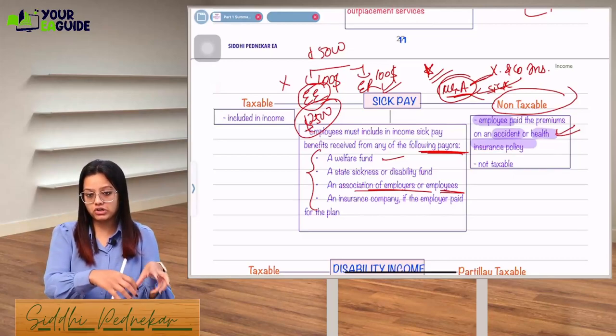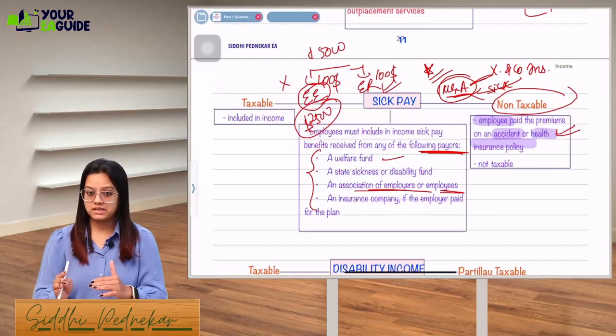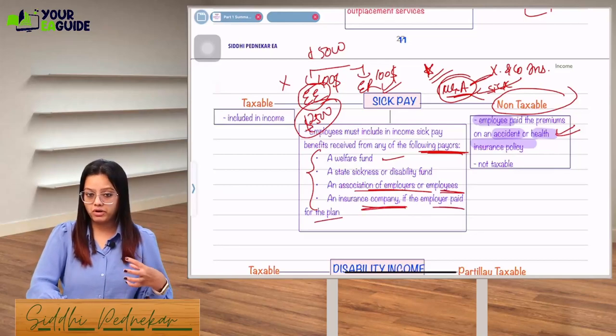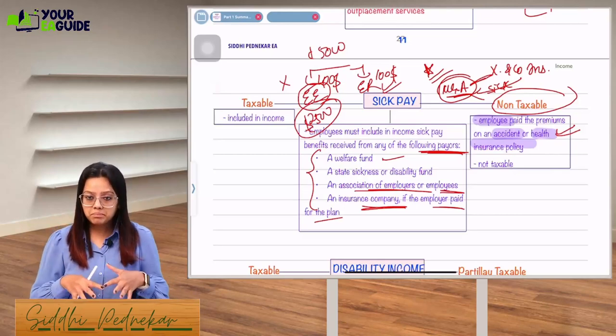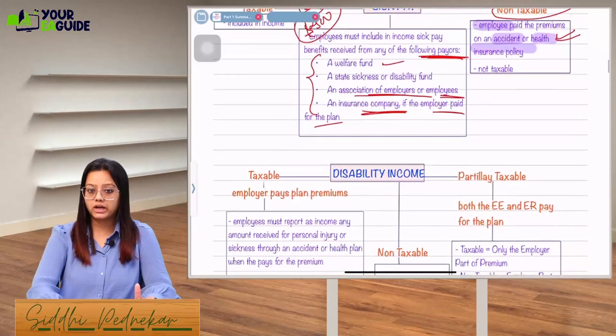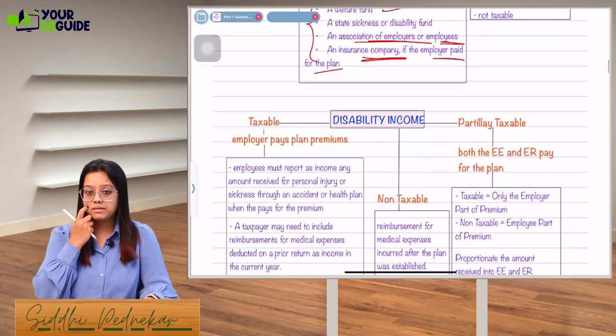If they receive it from them and the premium is paid by the employer, then it will be taxable. Likewise, any insurance company: if the employer is paying for the plan to the insurance company and the employee takes sick pay from that insurance company, it will be taxable. Got it, guys. Sick pay is important. I'll repeat it again myself. Next is disability income.